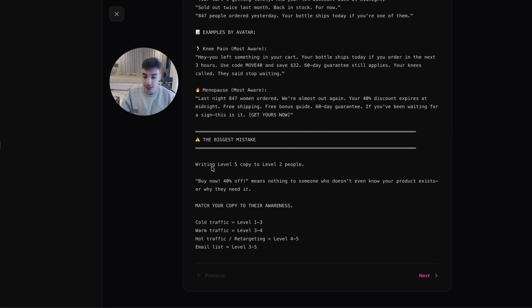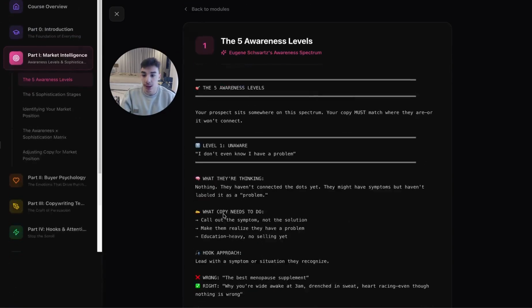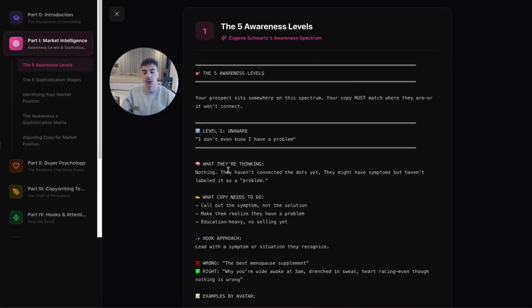So, this is the biggest mistake: writing level 5 copy to level 2 people. Buy now, 40% off means nothing to someone who doesn't even know your product exists or why they need it. Match your copy to the level of awareness. Cold traffic, level 1 to 3. Warm traffic, level 3 to 4. Hot traffic, retargeting, level 4 or 5. Email lists, most of the time 3 to 5, depending on how much time they spend on your website or how educated they get.